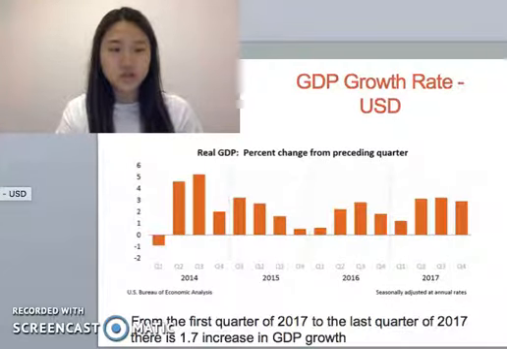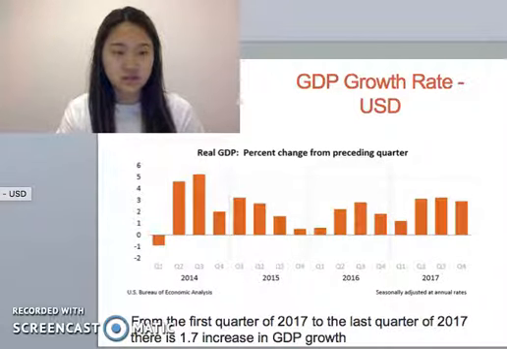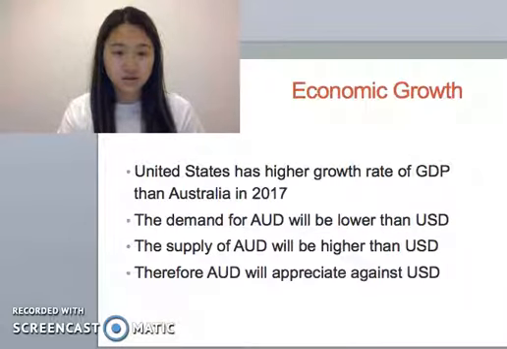When comparing to the United States, their growth rate was relatively higher than the Australian. According to the US Bureau of Economic Analysis, it started from 1.2% in the first quarter, then it increased to 3.1% in the second quarter, and it decreased to 2.9%. Overall, there was a change of 1.7%.